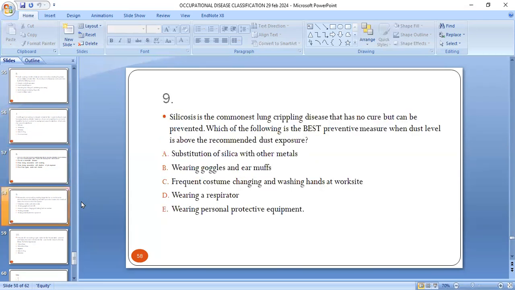Ninth MCQ: silicosis is the commonest crippling lung disease that has no cure, but it can be prevented. Which of the following is the best preventive measure when the dust level is above the recommended exposure? Substitution of silica with other materials, wearing goggles and earmuffs, frequent changing of clothes and washing hands at the worksite, wearing a respirator, or wearing personal protective equipment. Yes, the best measure would be wearing a respirator.